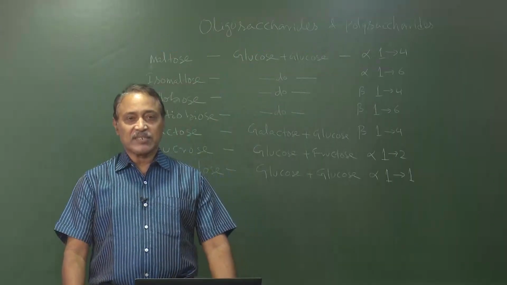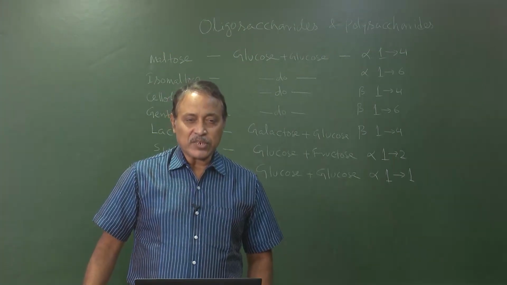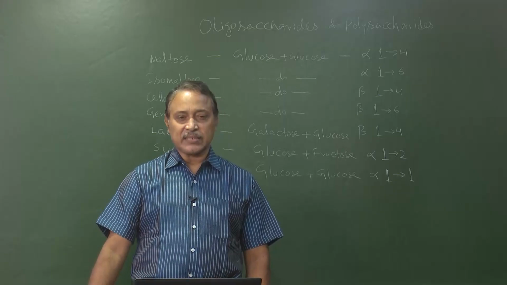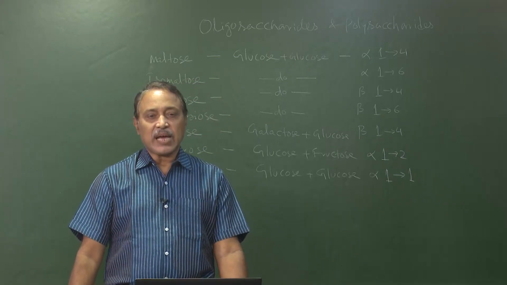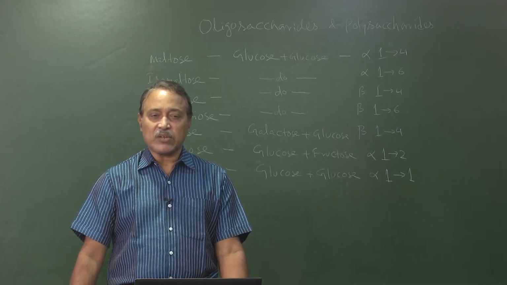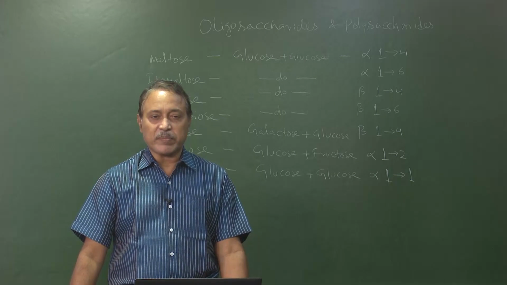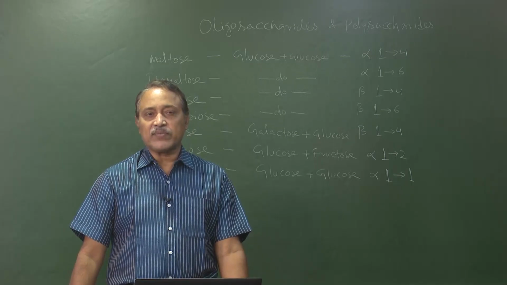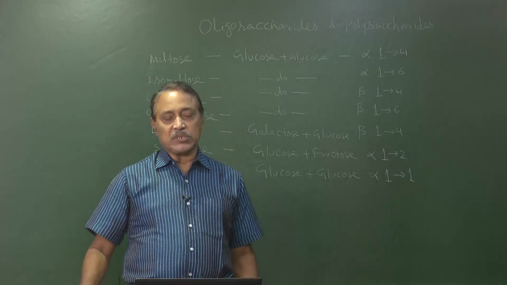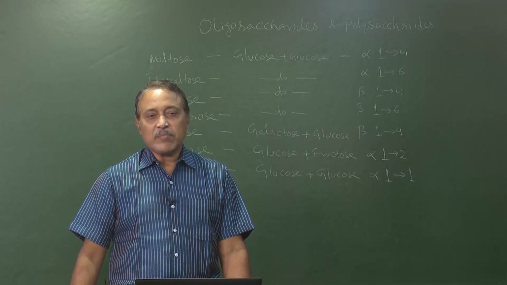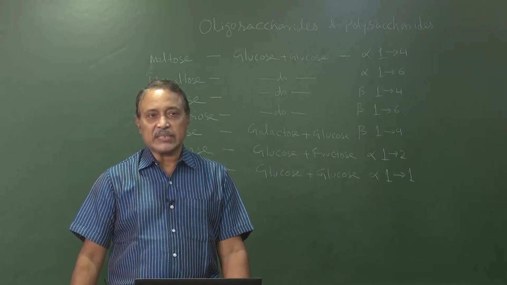Hello students, we are now going to study the oligosaccharides and polysaccharides. In my previous class, I taught you what oligosaccharides are and how they can be formed by joining 2 to 7 monosaccharides, glucose units or mannose units or galactose, or a combination of all those things.